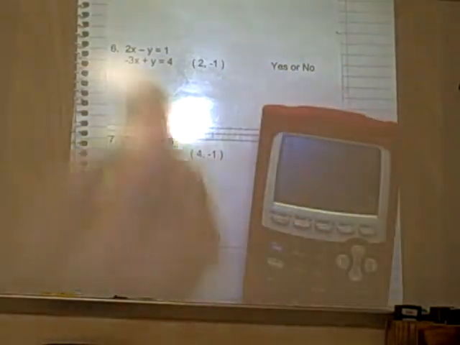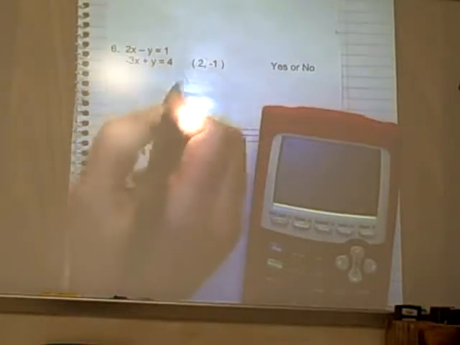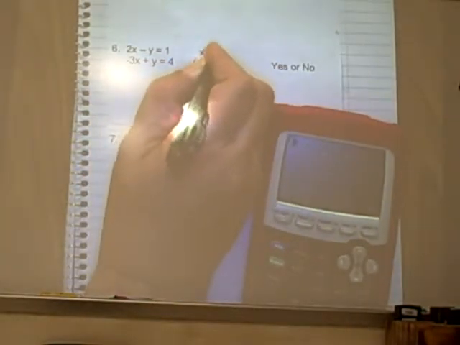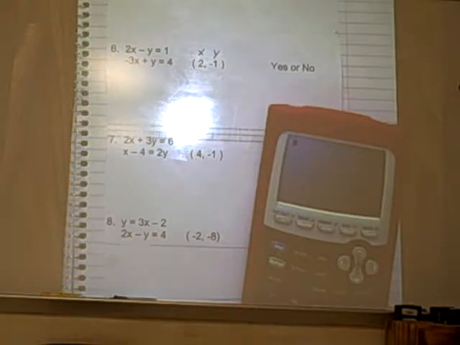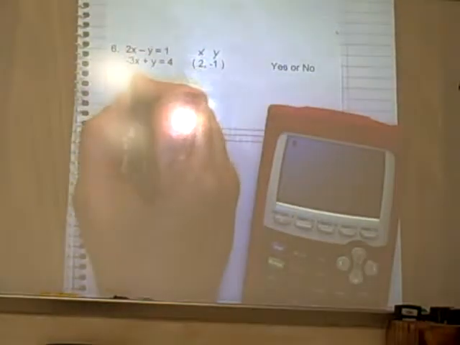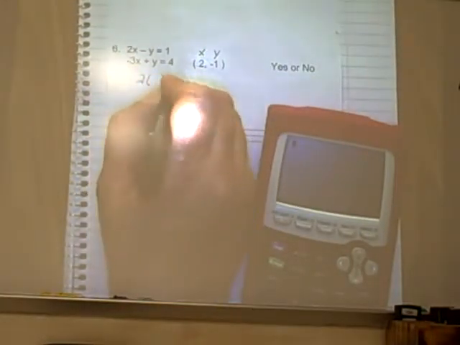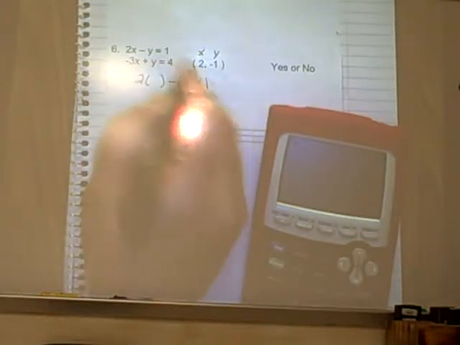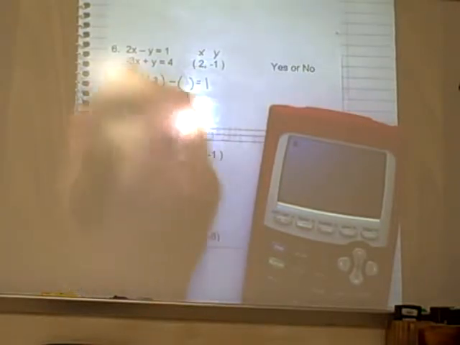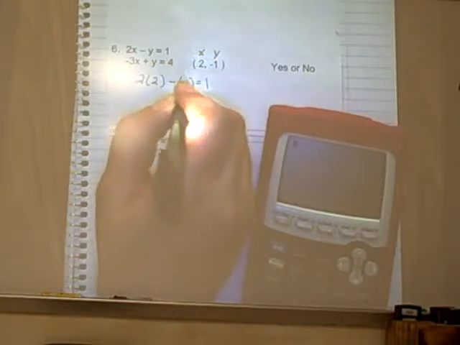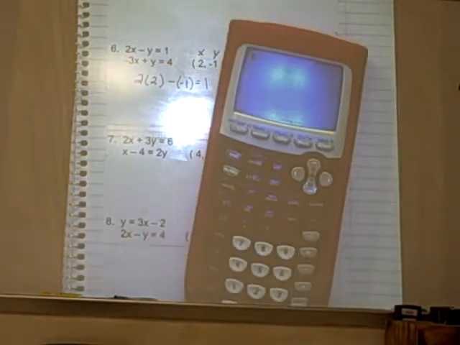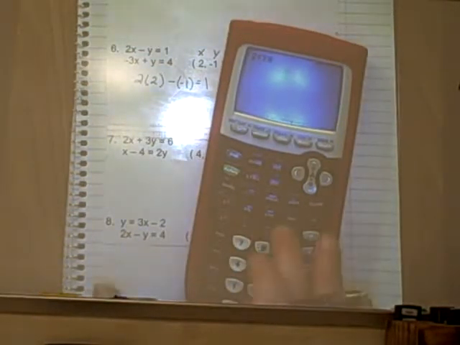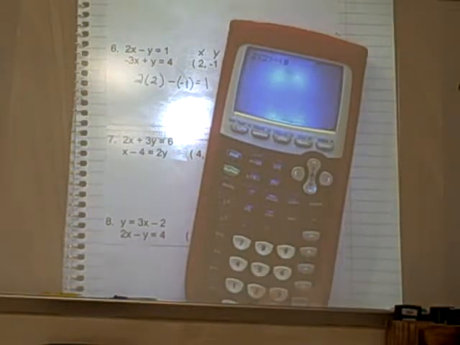Okay, so I've got these 2 equations. I've got this point. This is an x, this is a y. What if I just plug the numbers in and see if they work? They have to work for both of them, though. So this first one is 2 parentheses minus parentheses, and it has to equal 1. So 2 times the x number, which is 2, minus negative 1, has to equal 1. So type in your calculator, 2 parentheses 2, minus parentheses negative 1.